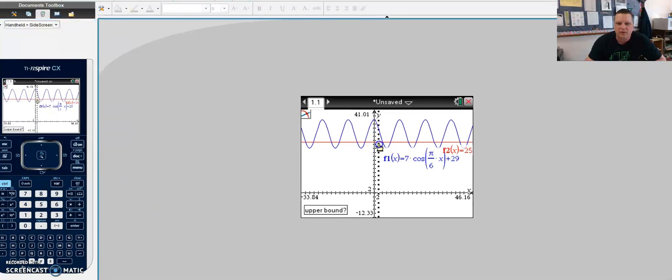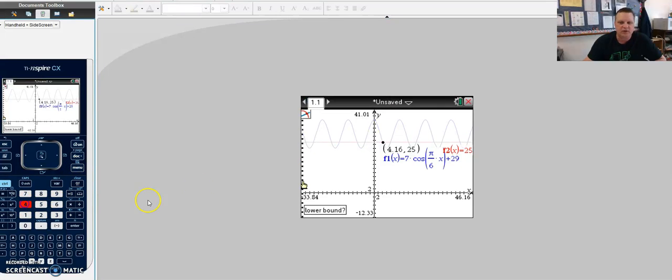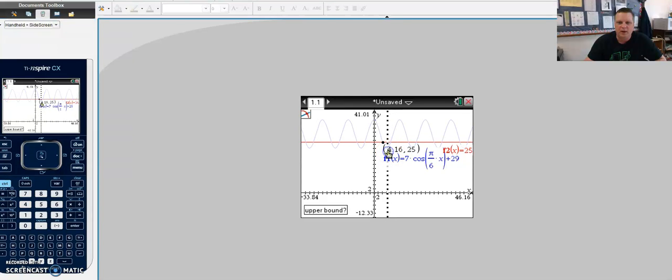So my lower bound is here, my upper bound is here. So there's the first one, 4.16. And they want it to the nearest tenth, so it's 4.2. To find the next one, menu, analyze graph, intersection again. Here's my lower bound, here's my upper bound. And then you can move it down. So 7.8, okay? And then you can find the other 2.